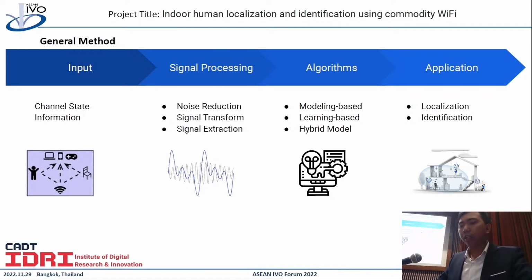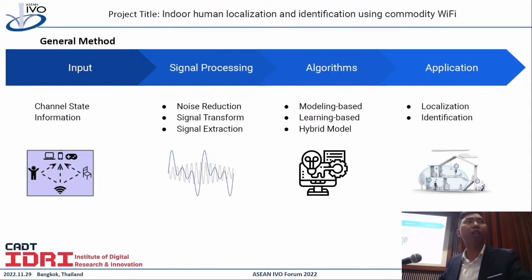And going to the algorithm, in the current state-of-the-art solutions in this area of application, there are three main types: modeling based, learning based, and hybrid. Modeling based refers to where we actually calculate the location based on information such as angle of arrival, time of flight of the propagated signal, and all that. And learning based mostly involves using deep learning to do the identification problem.